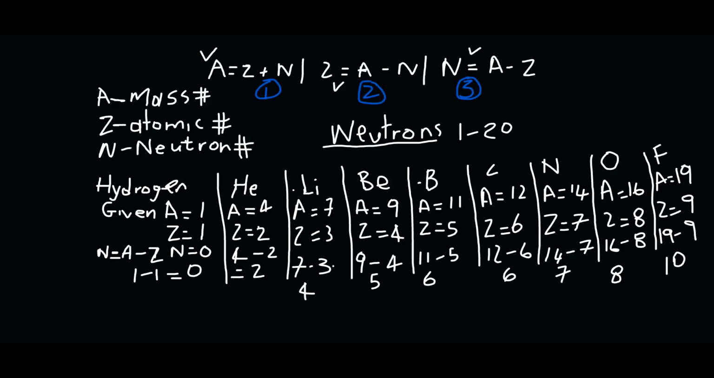What's the next element after fluorine? Neon. And then neon, what's the mass number for neon? 20. Good. Atomic number 10. So it's 20 minus 10, right? The neutron would be 10. Good. So let's move on to a different slide for this part, or a different board, to have a better look.